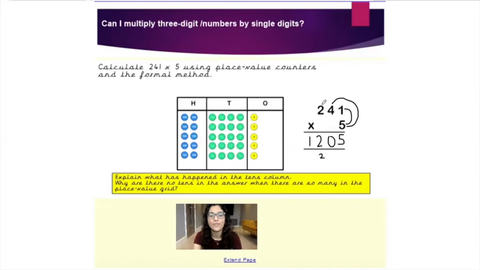Then we're going to do our final multiplication, which is our 2 and our 5. So what's 2 times 5? If you said 10, you are absolutely correct. But we're not going to write 10 because we still have this little number here to add to 10 in order to get our answer. So what's 10 plus 2? You put 10 in your head, hold up 2, 10, 11, 12. So 12 is what you write here. So your answer should be 1,205. Well done if you managed to get that.